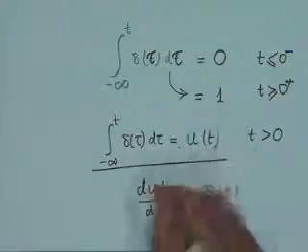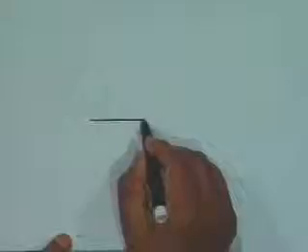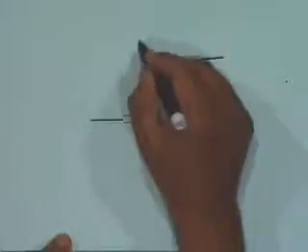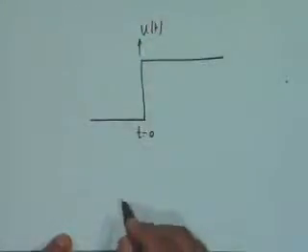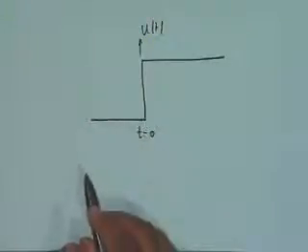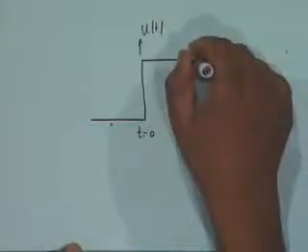If this is true, then this must be true. That is, if you differentiate the unit step, then you should get the unit impulse function. Physically, it does make sense, because the unit step changes from 0 to 1 at t equal to 0. This is unit step u t, and the differentiation anywhere else than t equal to 0 is 0. d by dt is 0 here, d by dt is 0 here, because it's a constant.